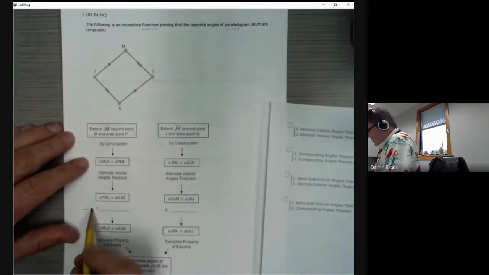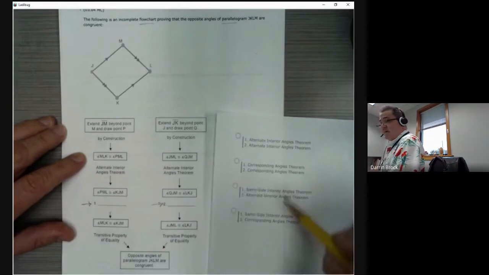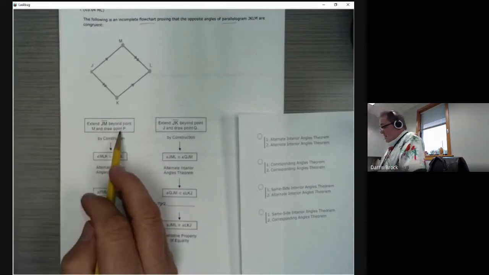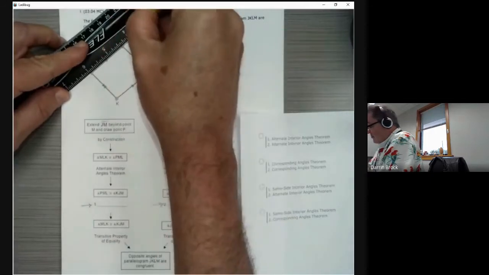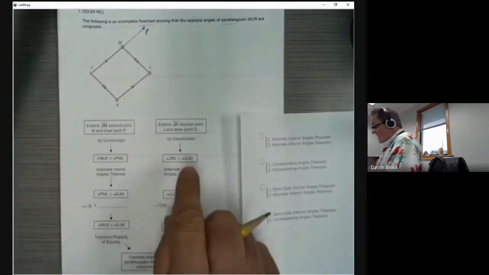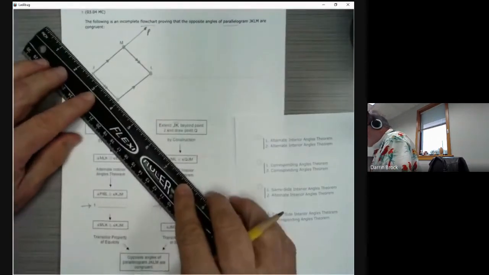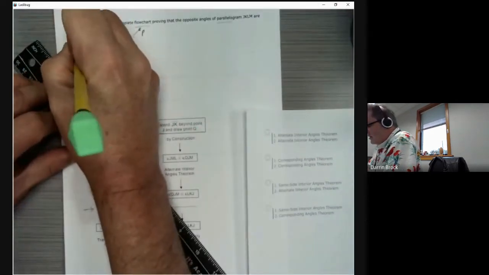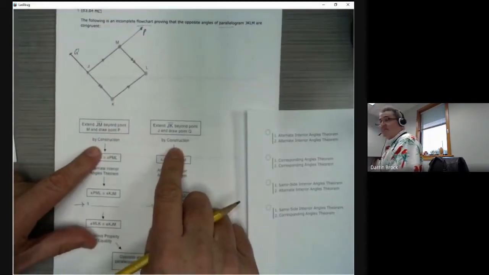We have a blank here and here that we need to figure out, what is the theorem that would fit that. So, extend JM beyond point M and draw point P. So we need to do that. JM, so we just make it a little longer and make point P. Okay, so this is by construction, because we just did that. This one has to extend JK beyond J. So we'll make that one longer and make a point Q. Okay, so we've done the construction that they said. By construction, that's the reason for that, because we did it that way.